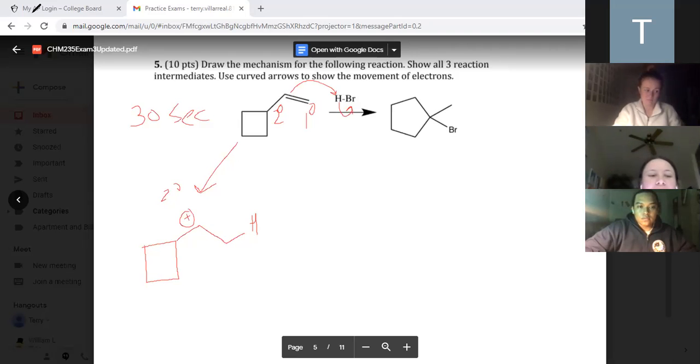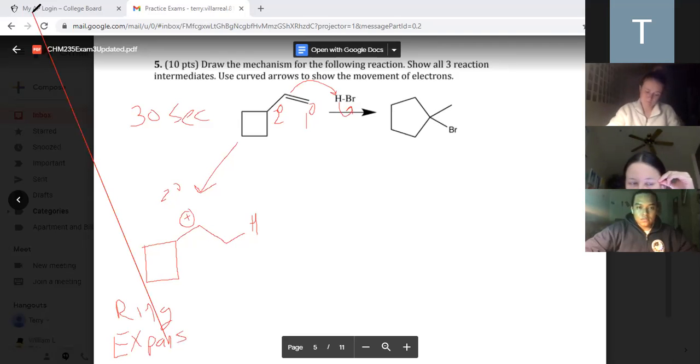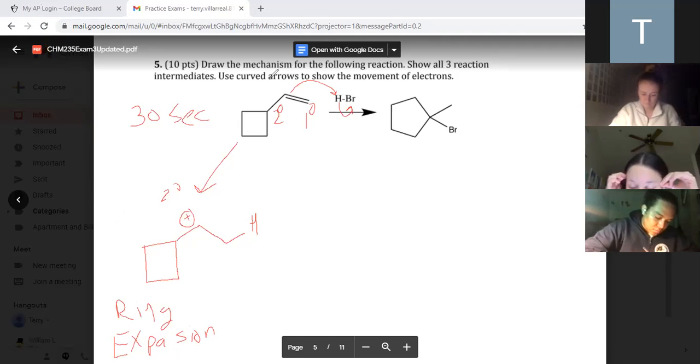One of the bonds in the square is going to attack the carbocation to make a 5 ring, like a pentane. This is called a ring expansion. And that's exactly what you were just trying to say. But yes, that is correct.